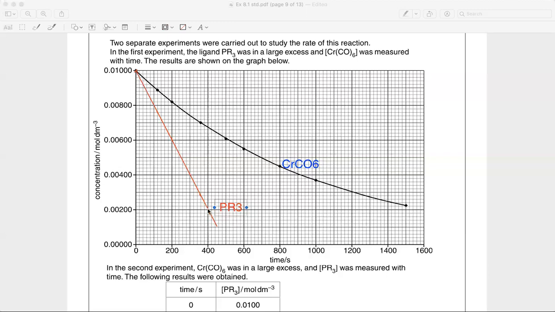How do you find the rate? You find the gradient. You don't have to draw a tangent because it's a straight line. You just find the gradient of the graph.